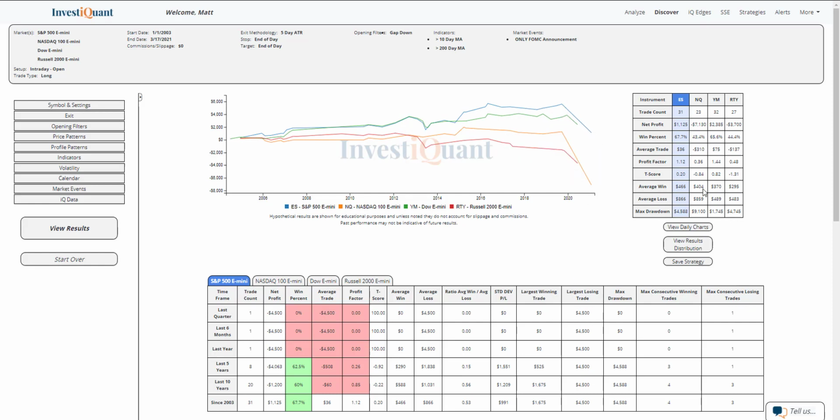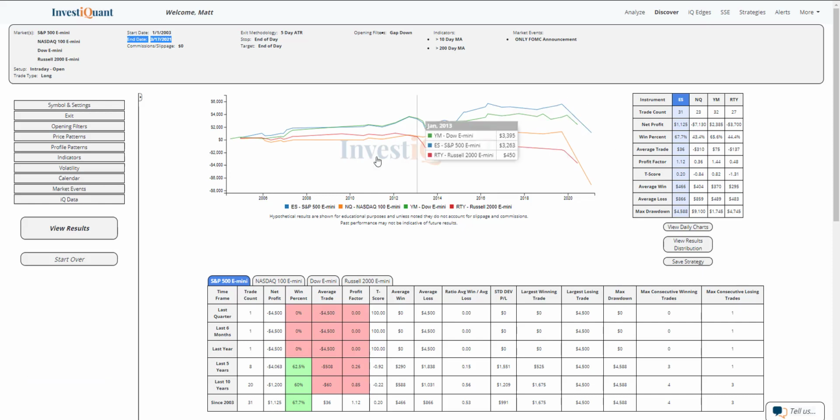So that is probably skewing this average loss up quite a bit more, whereas if you were to take that out, the average loss wouldn't be nearly as large. And you could actually do that by going in symbols and settings and changing the date range to just push it back to where the last trade or the end date would be right before that. You'd be able to kind of see what it looks like without that in there.